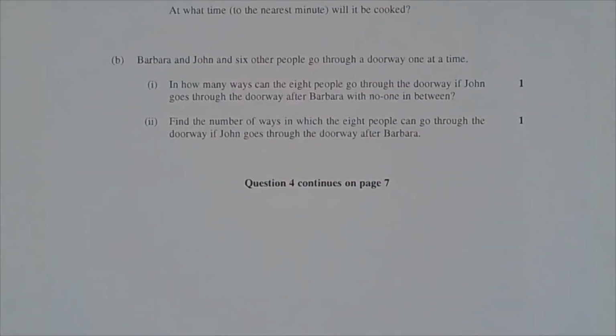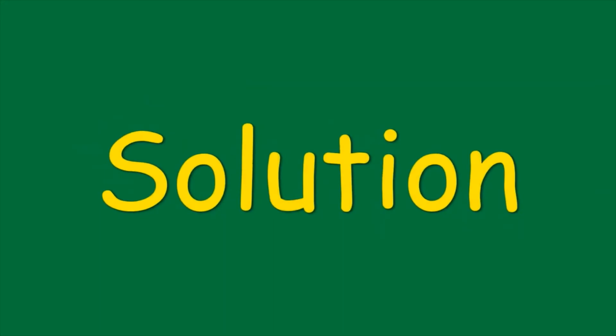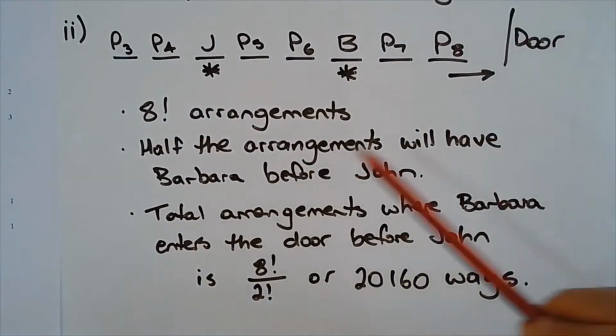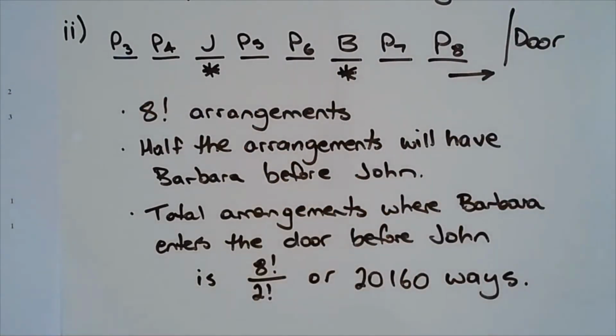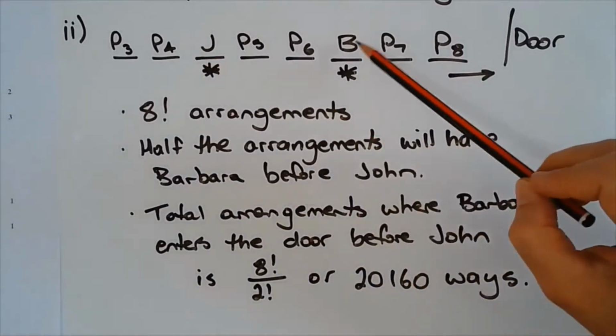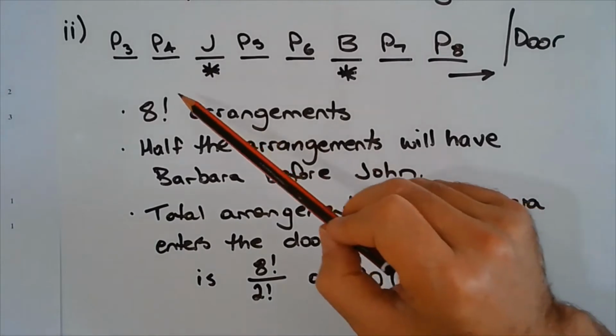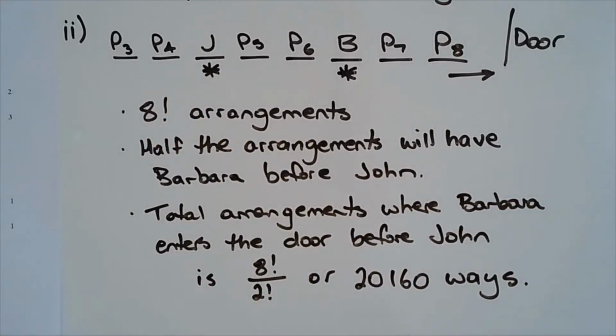Part 2. Find the number of ways in which the 8 people can go through the doorway if John goes through the doorway after Barbara. Here is a dash diagram that may model the situation. We have the door, we have 8 dashes representing the 8 people, and among those 8 people are John and Barbara. Now, without taking into account the restriction, that gives us 8 factorial possible ways that these 8 people can enter the door.